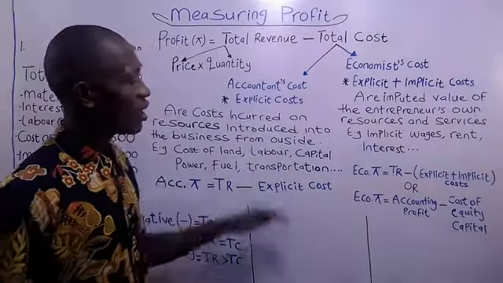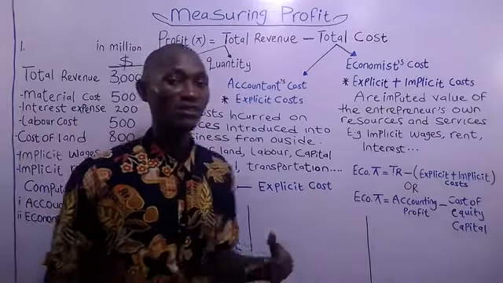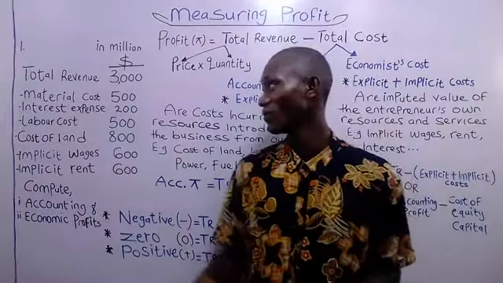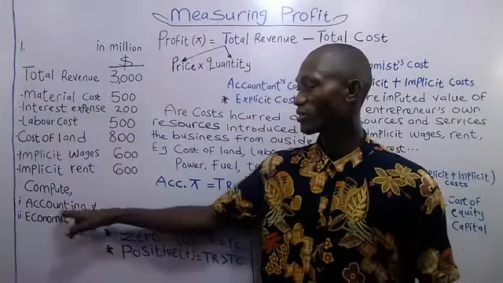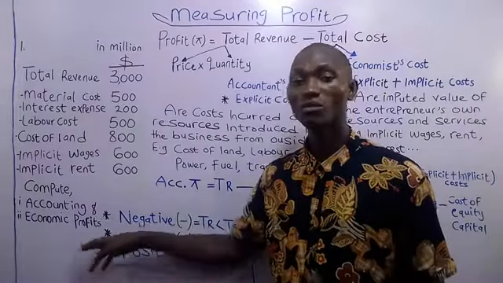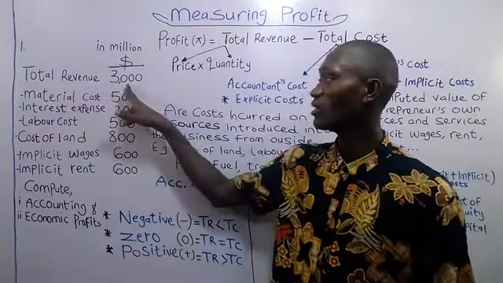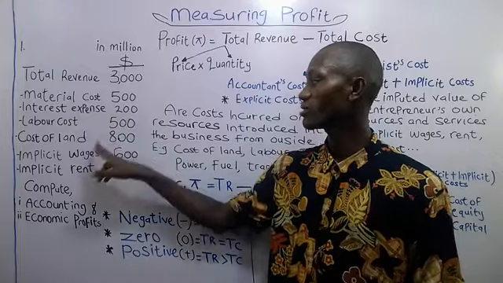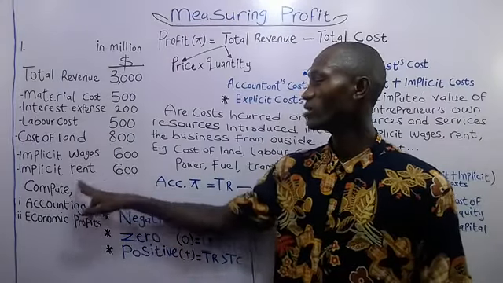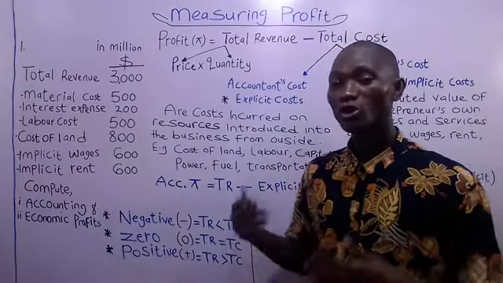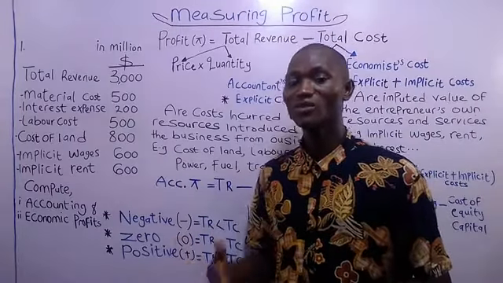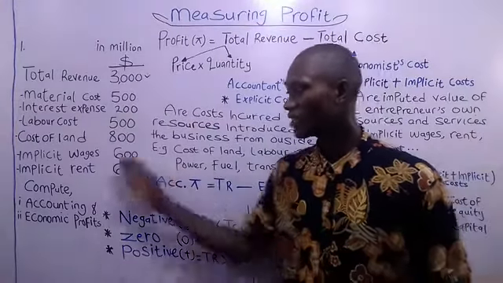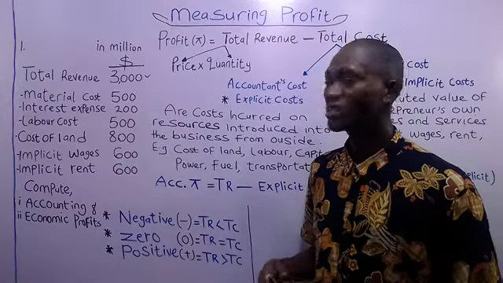So, with all this explanation, let's try and see if we can solve this question with respect to all the explanations so far. In this question, we will have to determine the accounting profits and the economic profits. We're given total revenue as $3,000, material costs, interest $200, labor costs, cost of land, implicit wages, implicit rent. So the total revenue for the accountants and the economists will be the same. So that's $3,000.